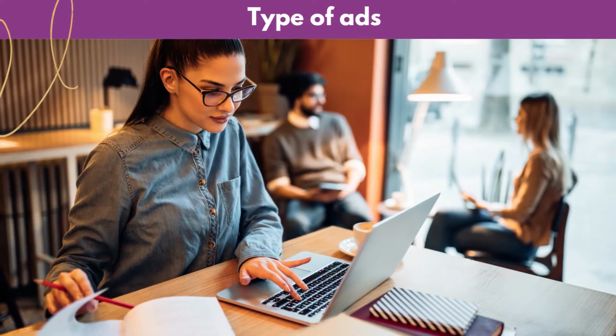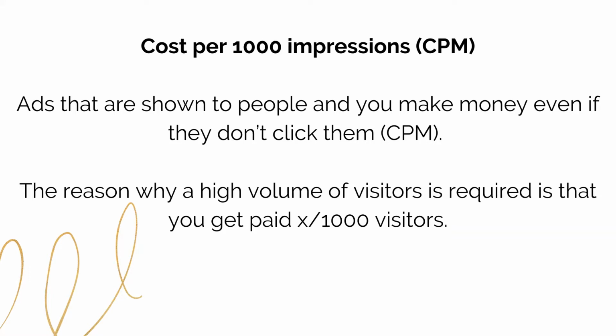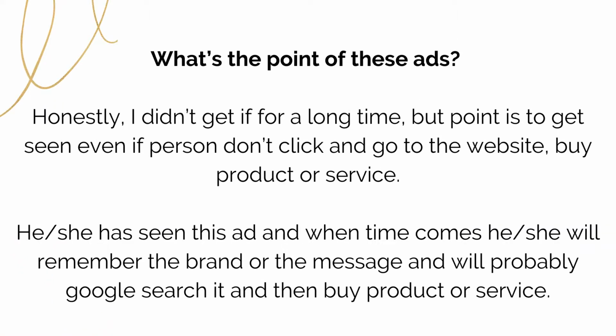Types of ads. There are different types of ads. Cost per 1,000 impressions, CPM: ads that are shown to people, and you make money even if they don't click them. The reason why a high volume of visitors is required is that you get paid per 1,000 impressions. What's the point of these ads? Honestly, I didn't get it for a long time, but the point is to get seen. Even if the person didn't click and go to the website, buy a product or service, he or she has seen this ad, and when the time comes, he or she will remember the brand or the message and will probably Google search it and then buy a product or service.